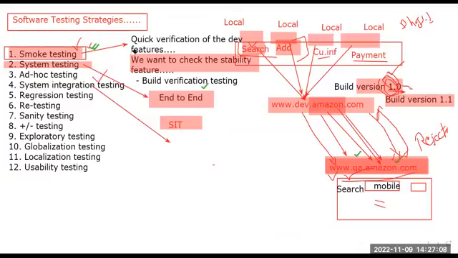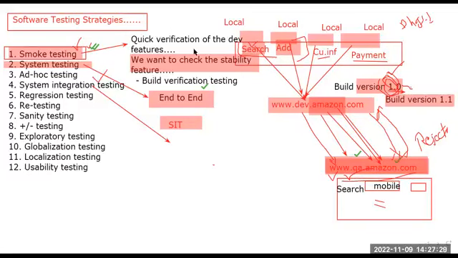So the next testing is what? Regression testing. Okay, so before that, let me give some example. Here assume that we have developed this search and add to cart functionality, and that we have got it in the QA environment. So definitely first we will perform the smoke testing and system testing of these two functionalities.